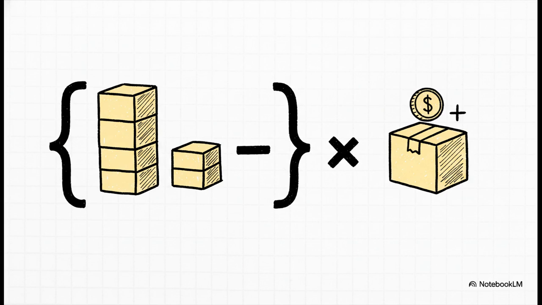We look at the difference in the number of units sold versus what we budgeted, but then we multiply that by the standard contribution margin per unit. We use contribution margin, not price, because that tells us the actual profit we expected to make on each sale. It gives us a much truer picture of how volume impacted the bottom line.